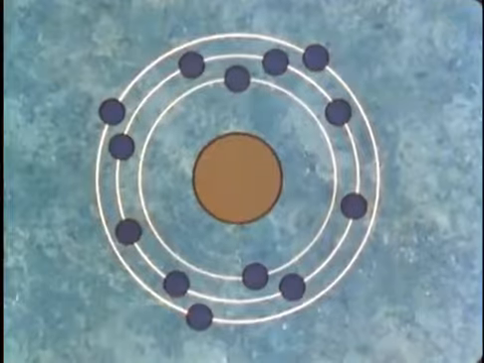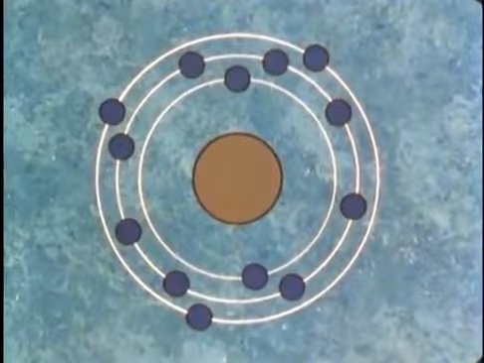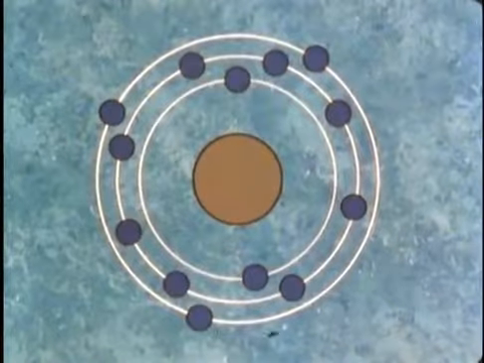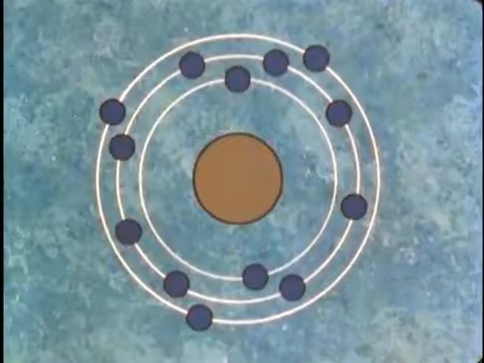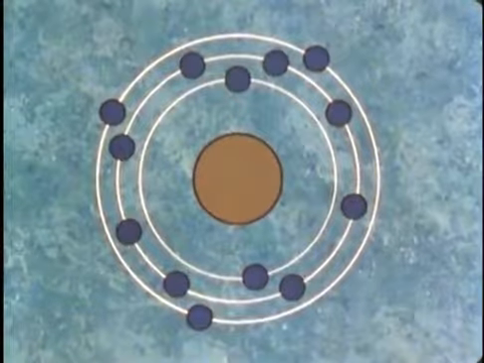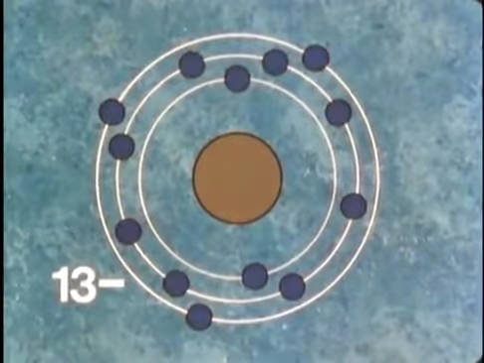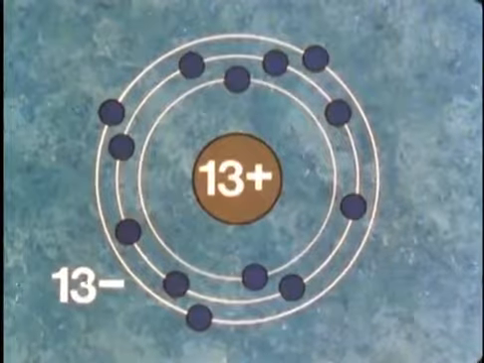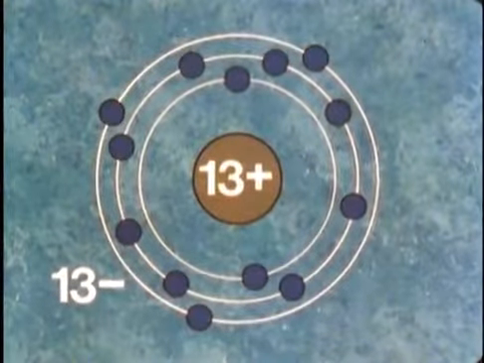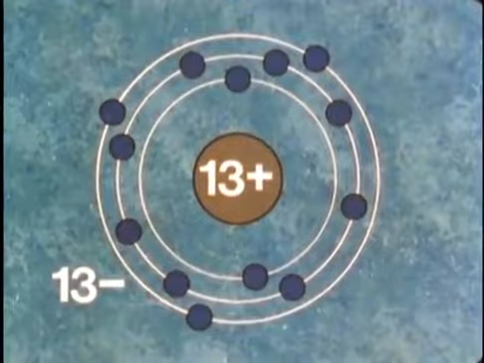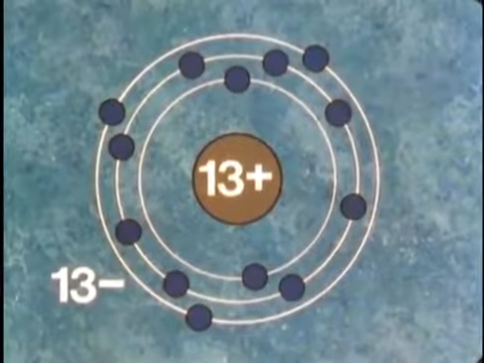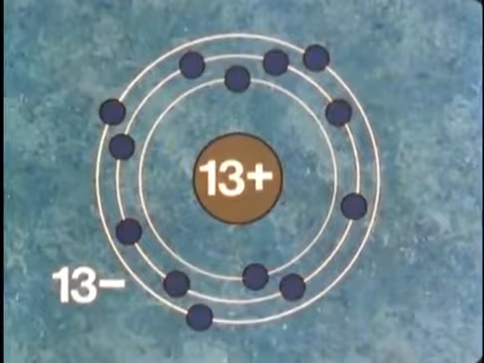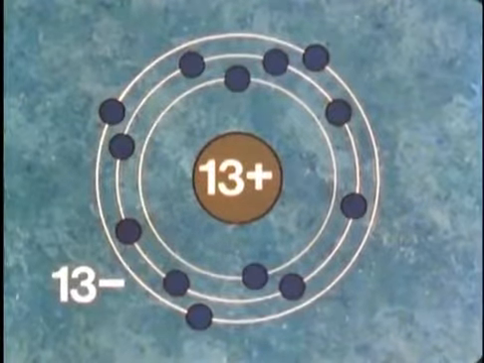In the nucleus, there's the same number of protons as there are electrons in orbit around it. For example, this is the atom of the metal aluminum, and it has 13 electrons orbiting around it. So there are 13 protons in the aluminum nucleus. This means that the negative charges of the electrons are exactly equal to the positive charges in the nucleus, and the whole atom is therefore electrically neutral.